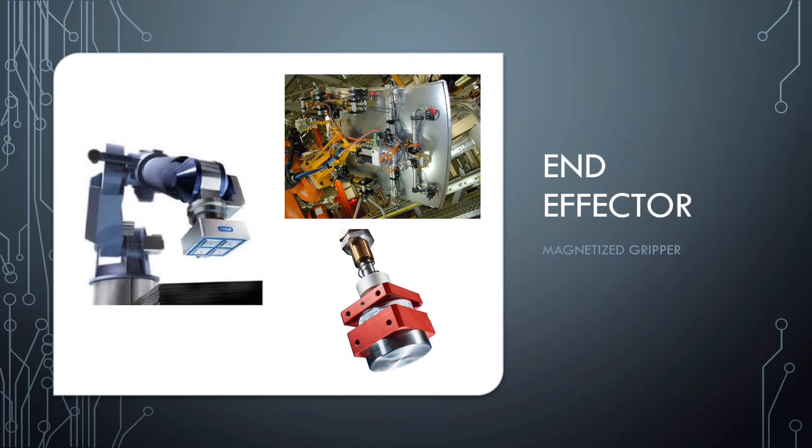So if metal gets mixed in with plastic and goes through the extruder, it can really ruin the inside. And so potentially you could use a magnetized gripper to go through all of the plastic resin and pull out any sort of metal shaving. So there's a lot of different applications for these.